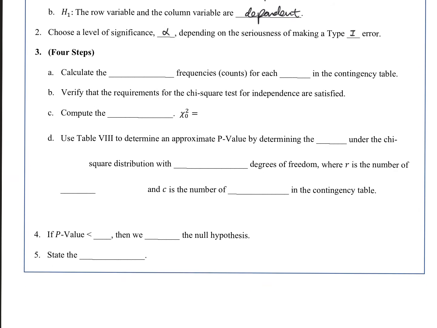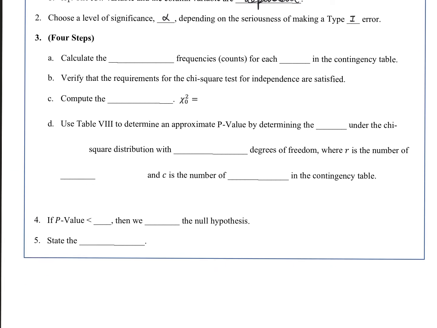Now, step 3, this is where things change up. We have 4 steps here. First, you're going to calculate the expected frequencies for each cell in the contingency table. B, you're going to verify that the requirements for the chi-squared test of independence are satisfied. Once again, basically everything greater than 5, and if any are less than 5, only 20% can be less than 5. Then you're going to compute the test statistic.